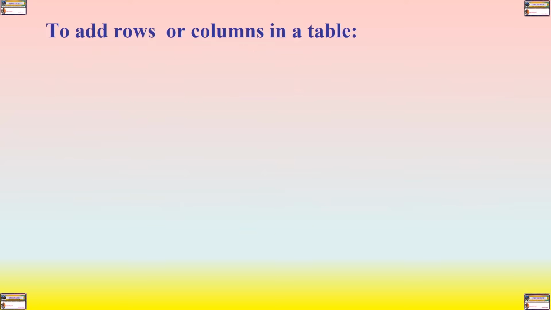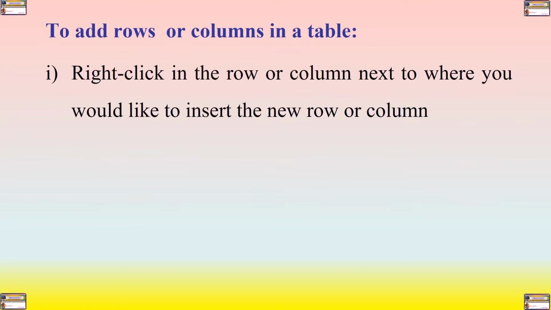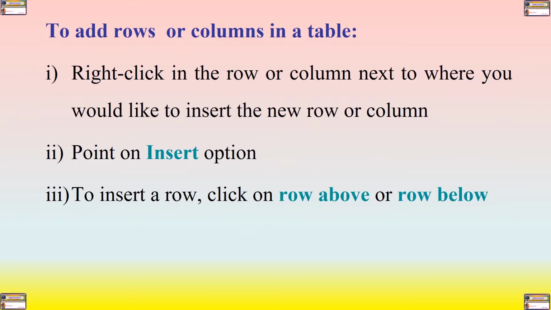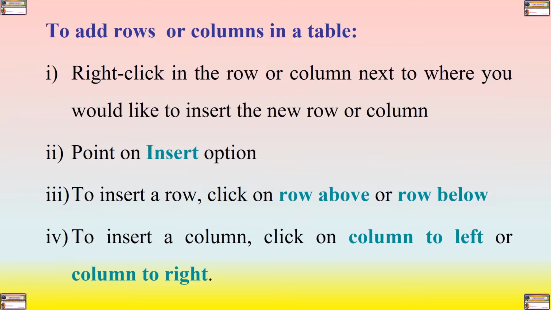To add rows or columns in a table, right-click in the row or column next to where you would like to insert the new row or column. Then point on Insert option. To insert a row, click on the row above or row below. To insert a column, click on the column to left or a column to right.